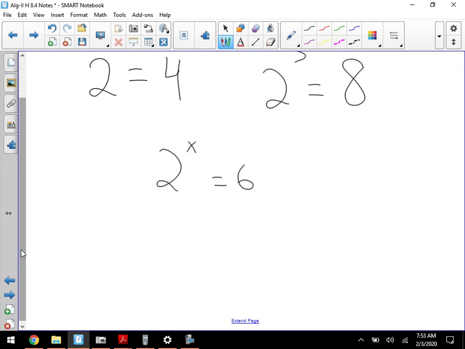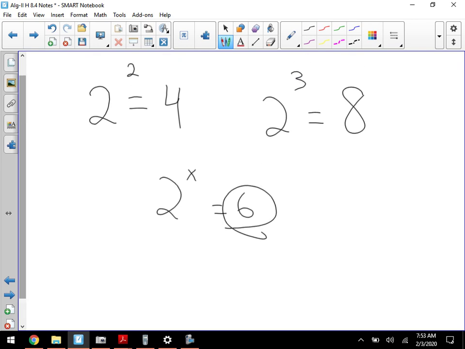So logarithms allow us to solve for exponents. Logarithms allow us to work with exponents to be able to figure out what value would give us this. Obviously, it has to be somewhere between 2 and 3 to make it work, but where? Is it 2.5? Is it 2.2? I don't know. Exactly. So that's where logs come into play. Logs allow us to work with these things.